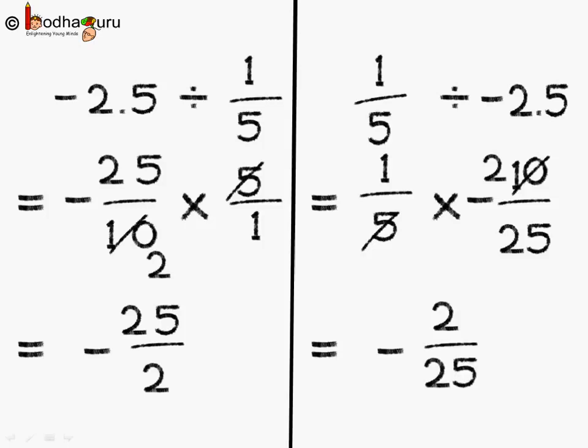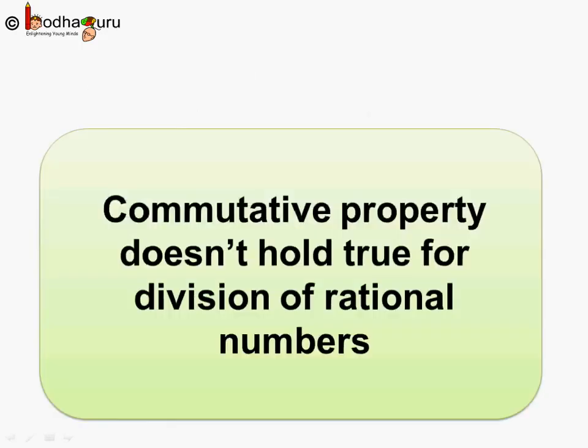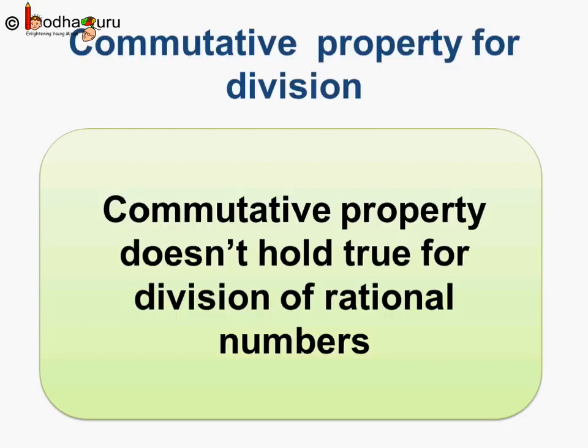Look here, both the answers are different. They are not the same. So changing the order of division changes the result or the answer. What can we say? We can say commutative property does not hold true for division of rational numbers. So this was the commutative property for division.